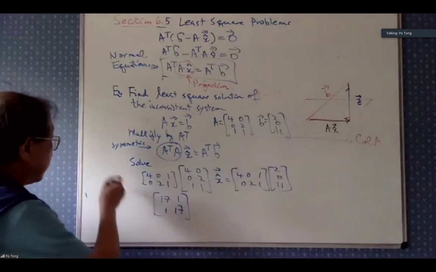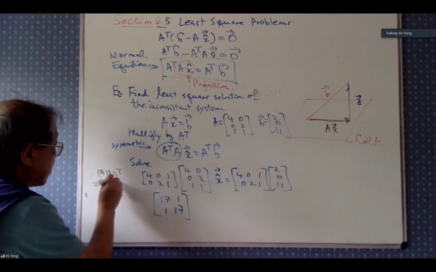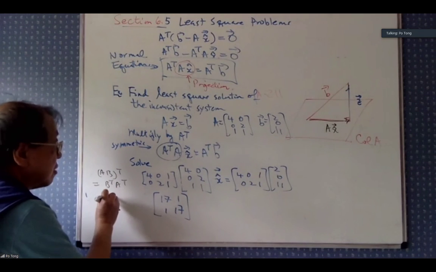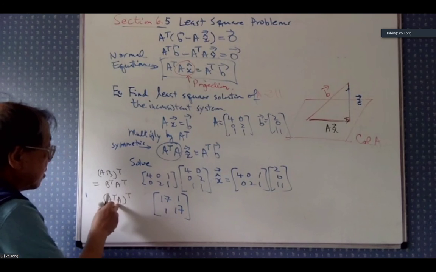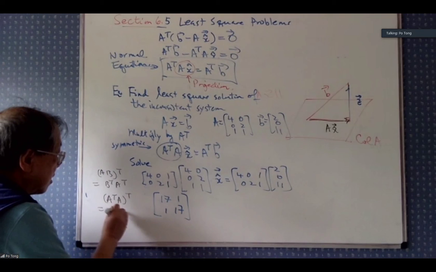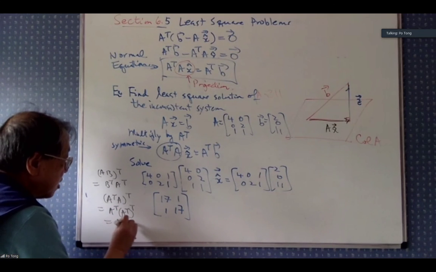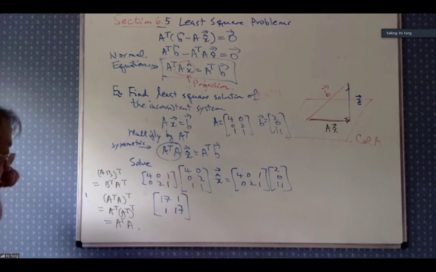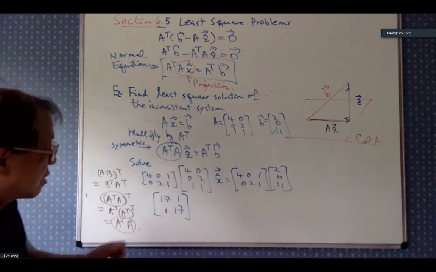Quick digression. (AB) transpose equals B transpose A transpose. So A transpose A transposed is this second one transposed, and then the first one transposed, but the transpose of the transpose is itself. So I showed that the transpose of this is itself. So it's symmetric. It's always symmetric.